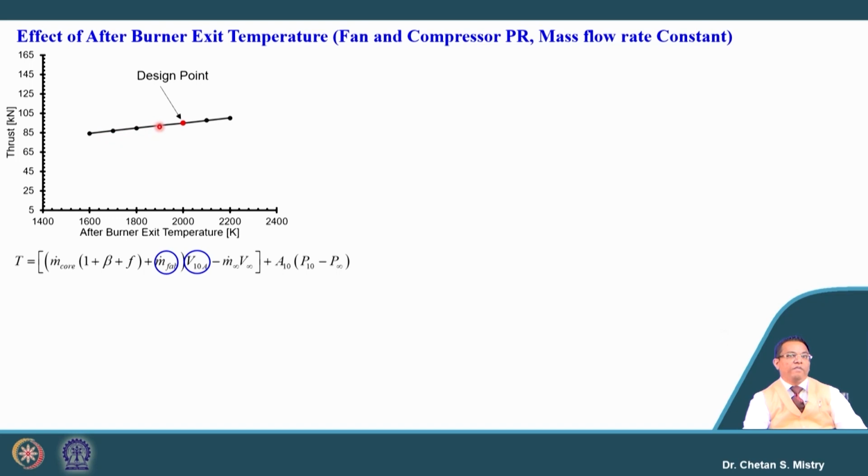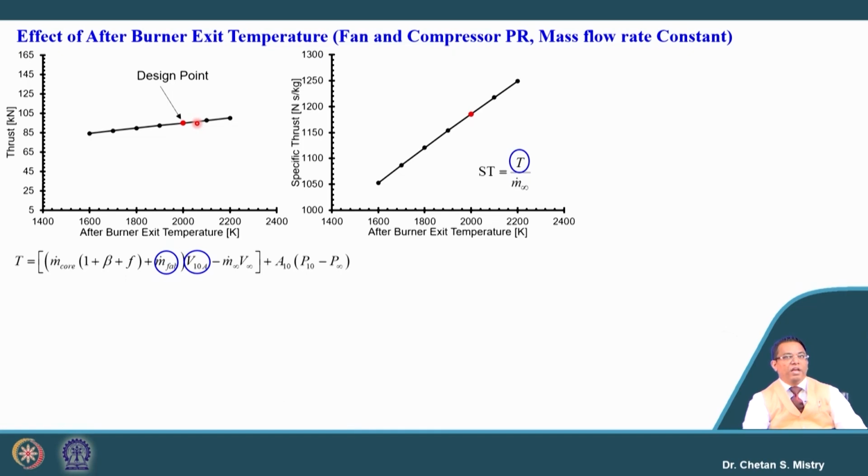So, it is preferred when you are looking for higher thrust, you need to go with a higher afterburner temperature, and when we are looking in terms of my specific thrust, that also will be increasing. For that constant mass flow configuration, the specific thrust is increasing.